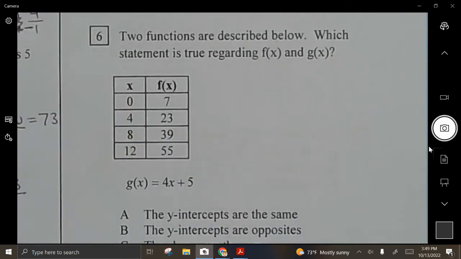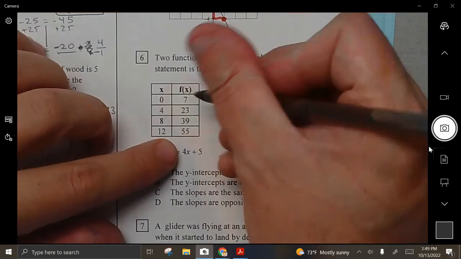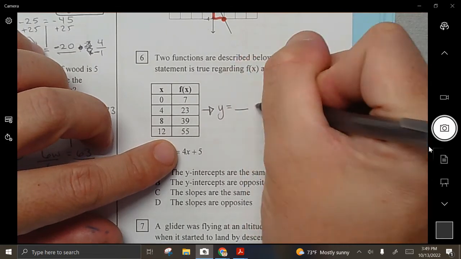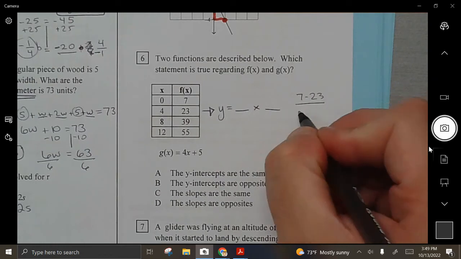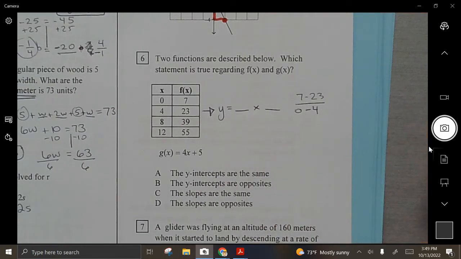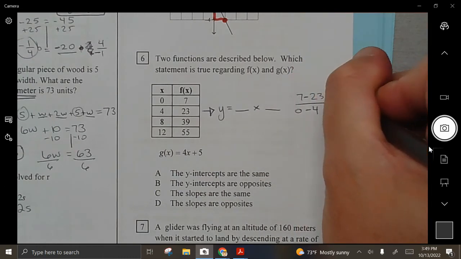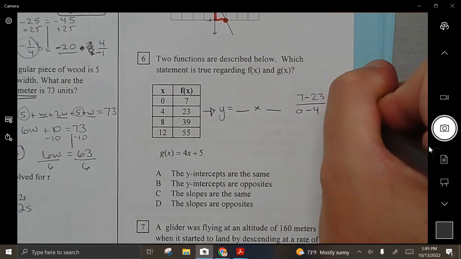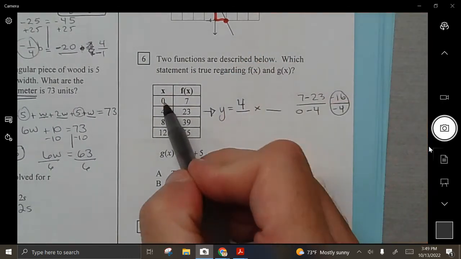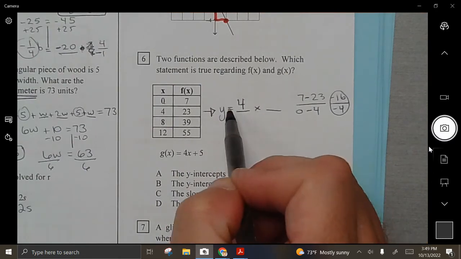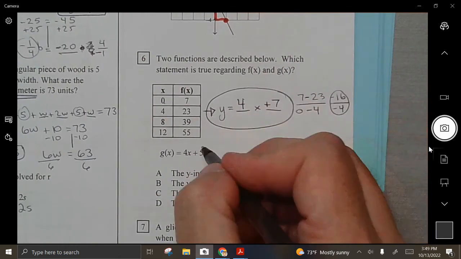All right. Number 6. You may see one like this. Pay attention. Whenever we see a table, let's turn it into an equation. So we're going to do 7 minus 23, 0 minus 4. You plug this in your calculator if you need to, but 7 take away 23, that's going to be negative 16, and negative 4 turns into positive 4. Plug in the 0 here. 4 times 0 is 0, and it's supposed to equal 7.